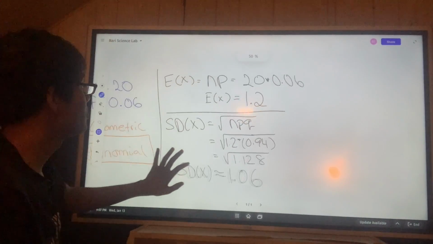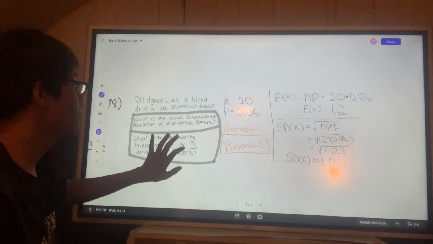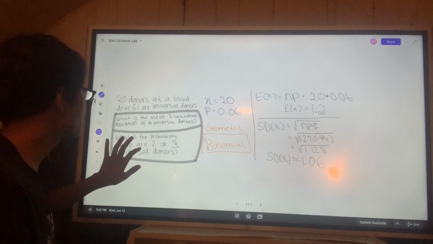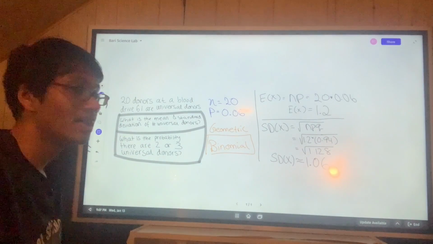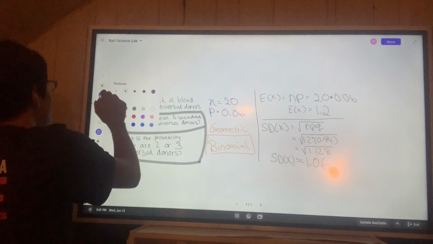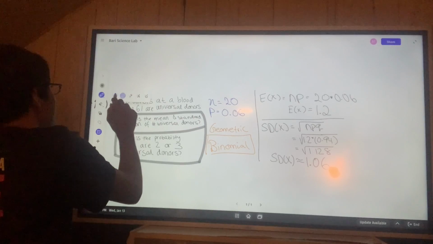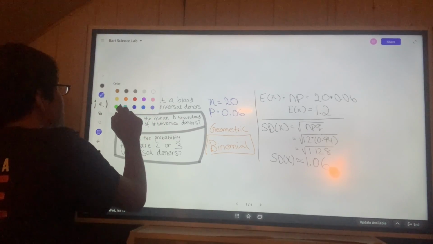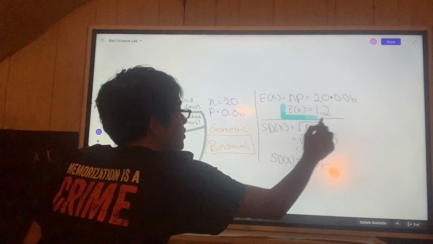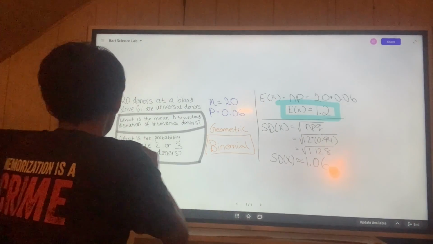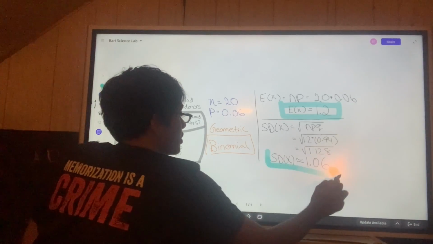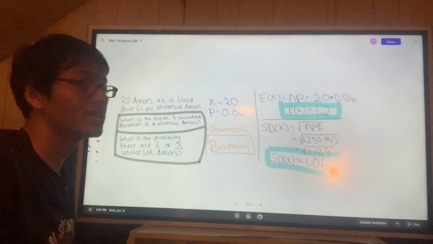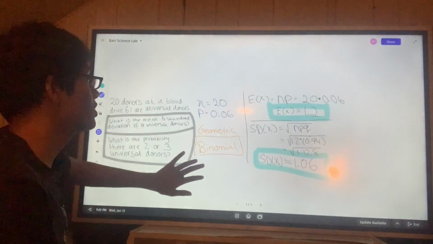And so now what can we do? Well, check out all the work we've done so far. We've already answered the first question, which is the mean and standard deviation of the donors. And what is our mean? Well, let's kind of try to highlight that. Our mean is as follows. Our mean is 1.2. And what is our standard deviation? Our standard deviation is a little more than 1.06. Okay, so we have our mean and standard deviation.